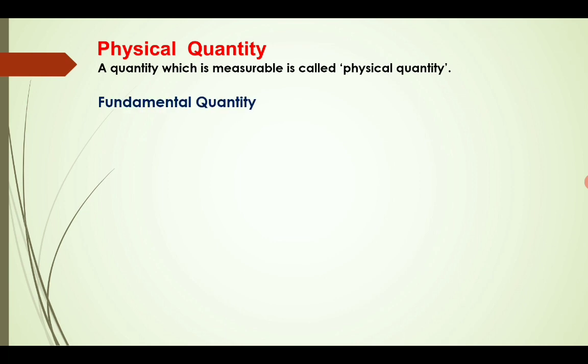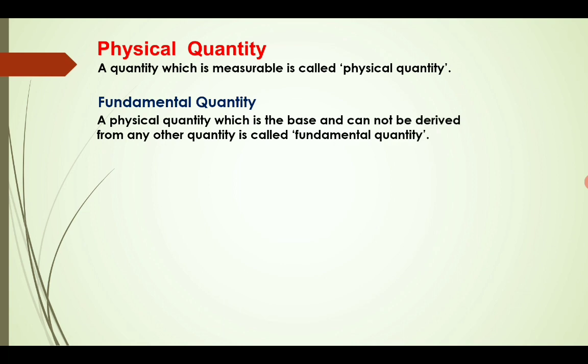So what are these fundamental quantity? Basically, a physical quantity which is the base, and which cannot be derived from any other quantity is known as the fundamental quantity. For example, we are having mass, we are having length, we are having time. So these are the base quantity and fundamental.